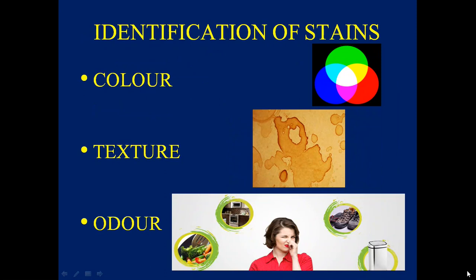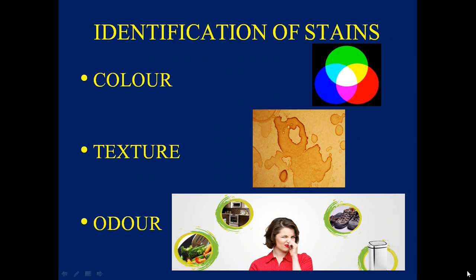Now we'll see what we mean by identification of stains. See, it is extremely important to identify the stains. If you are able to identify the stains, you can easily remove the stains with the proper selection of chemicals. So the first point is color. You have to identify the color, whether it is a red color, black color, blue color, or which color.